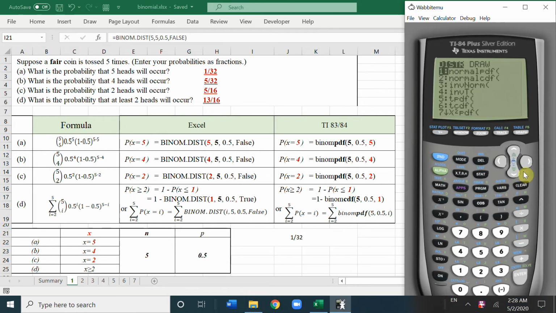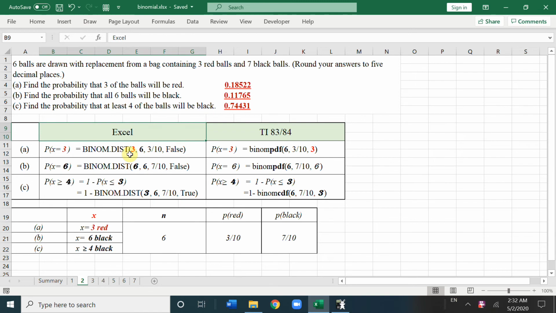So 2nd VARS, we choose PDF for the first one. So trials is 5, probability 0.5, and x is 5. So enter. Then you get the decimal number. This question requires you to input the answer as a fraction. Then you press MATH, then choose the first one, fraction, then enter. So see the fraction. For D, 1 minus, 2nd VARS, we choose CDF, then 5, 0.5, 1, enter. So we get this answer, then press MATH first, then enter. You will get 13/16.